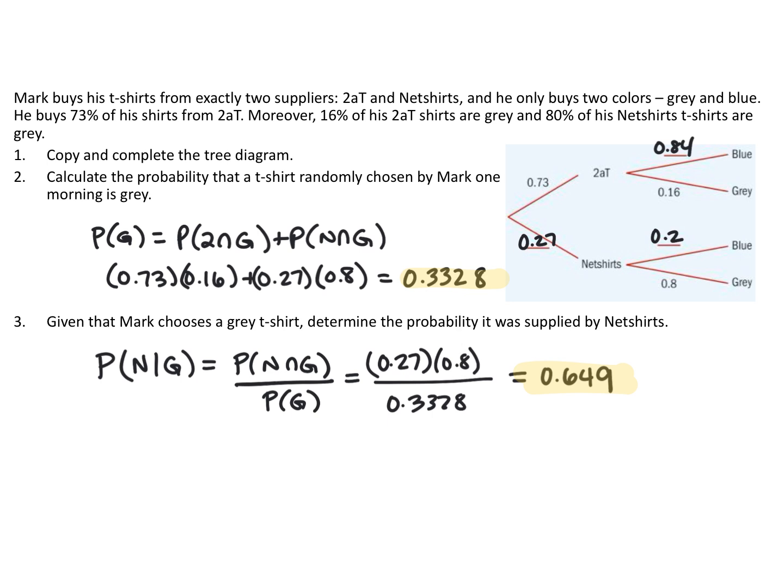For a conditional probability, it's the probability that they both happen divided by the probability of the given. So we want the probability that it's a Netshirt given that it's gray. So we want the probability that it's a Netshirt and gray divided by the probability that it's gray. So I took the Netshirts and gray, multiplied them together to get the and, and then divided by the probability of it being gray, which we found in part 2, and got 0.649.